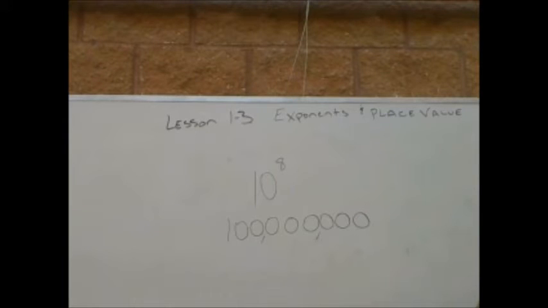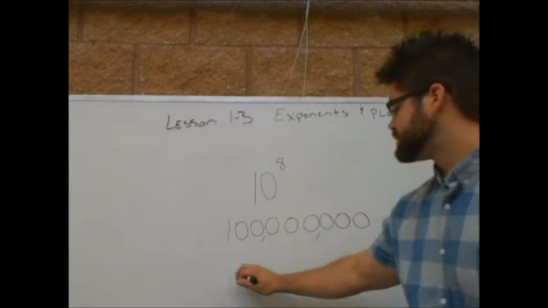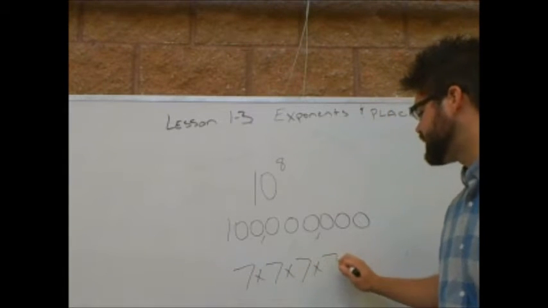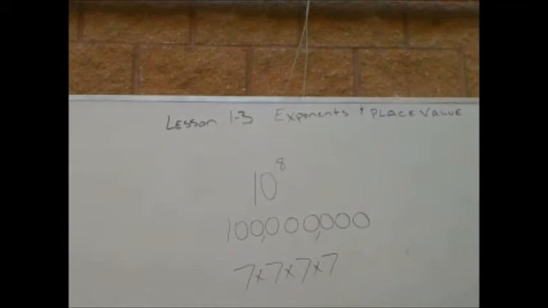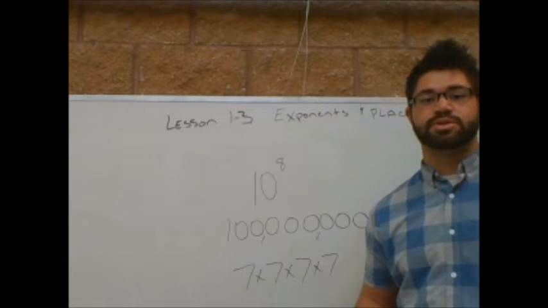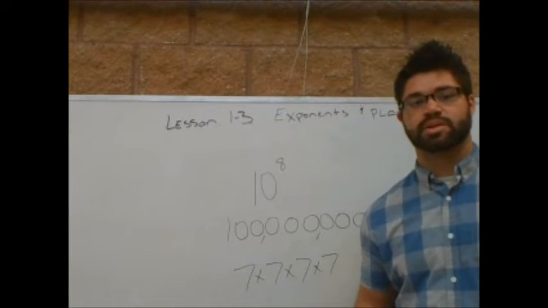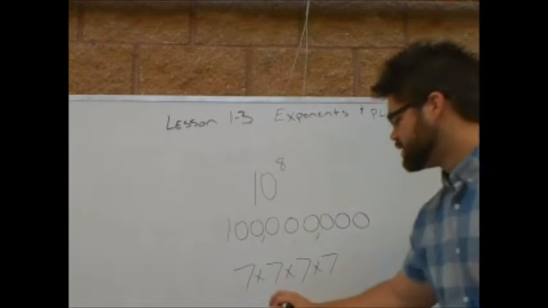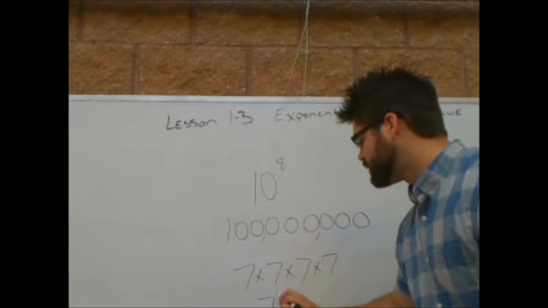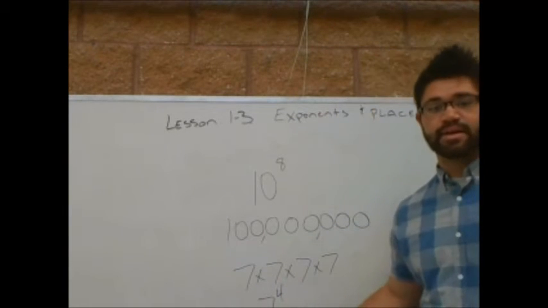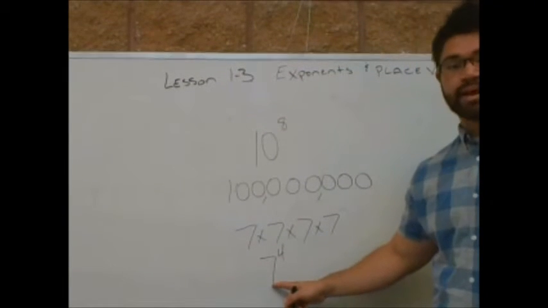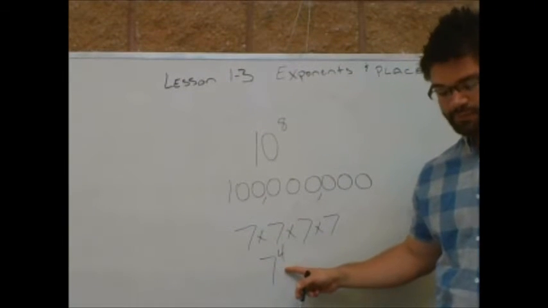So what I want you to do is write 7 times 7 times 7 times 7 in exponential form. So go ahead and try that on your own right now and see what you get. I'll give you a couple seconds. Okay, that's a couple seconds. Here it is. It's going to be 7 to the power of 4.